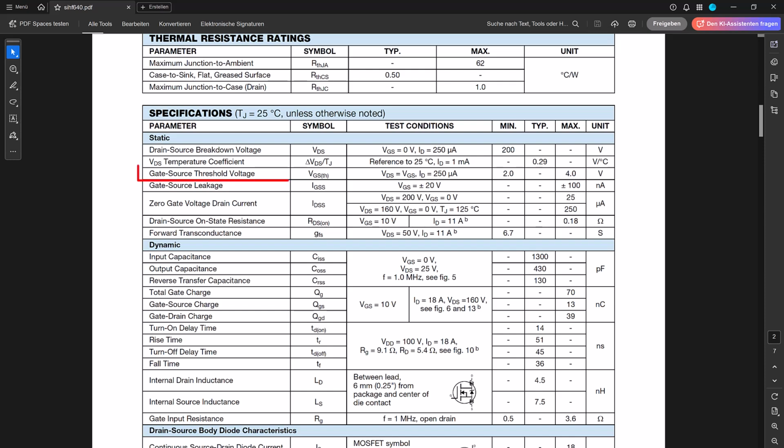Next line. VGS(th), the threshold voltage, between 2.0 and 4.0 volts, measured at VDS equals VGS, ID equals 250 microamperes. Something that surprises many people. It's a range, not a single number. The datasheet says any IRF640 you buy will have a threshold somewhere between 2 and 4 volts. If you need a precise threshold, you have a design problem. You cannot base your circuit on a nominal VGS.